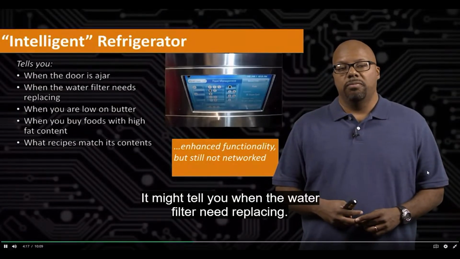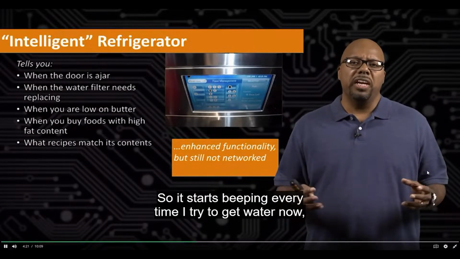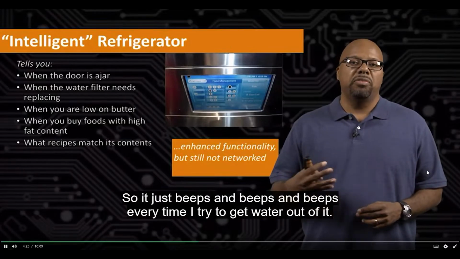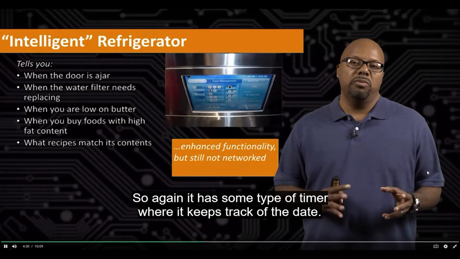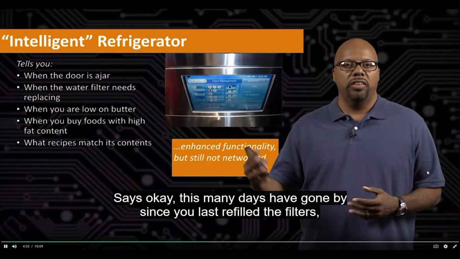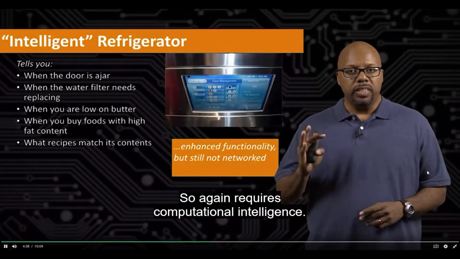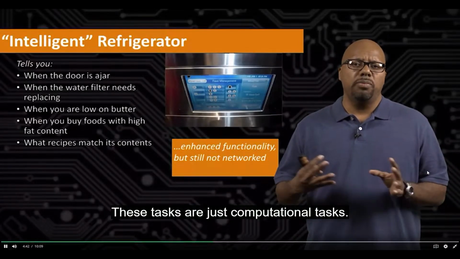It might tell you when the water filter needs replacing. Mine is annoying in that way. It starts beeping every time I try to get water now. In fact, right now I need a filter. So it just beeps and beeps every time I try to get water out of it, right? So again, it has some type of timer, keeps track of the date. Says, okay, this many days have gone by since you last changed the filter. So again, requires computational intelligence. Note that it doesn't require networking yet, right? These tasks are just computational tasks.